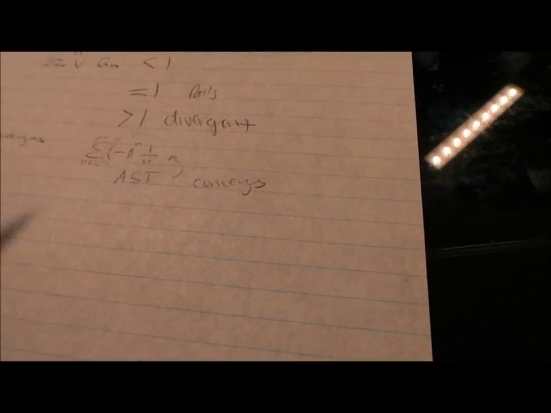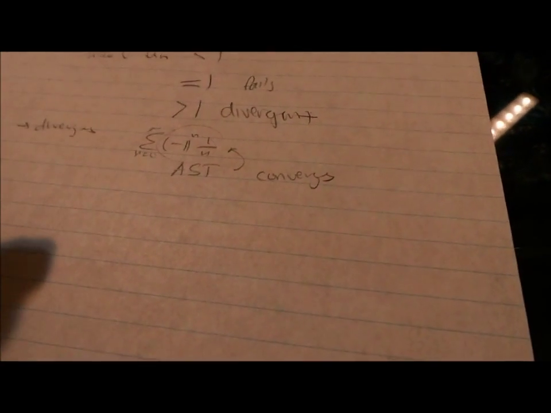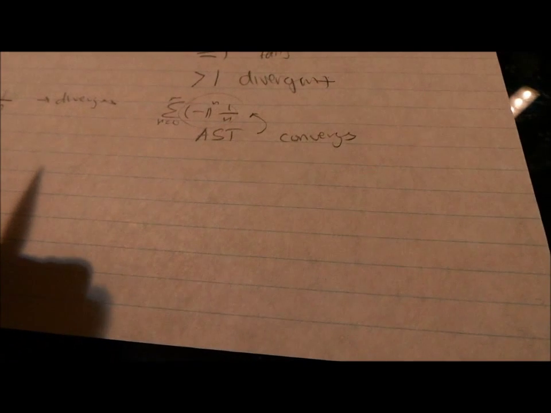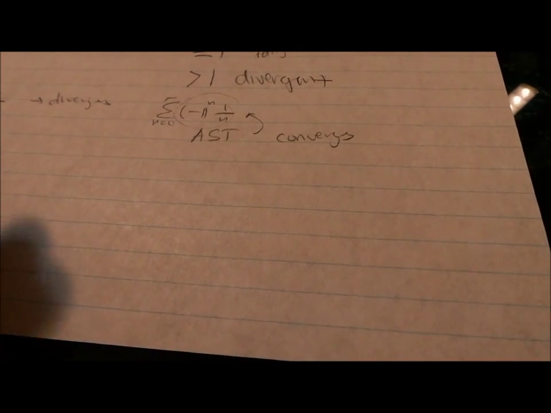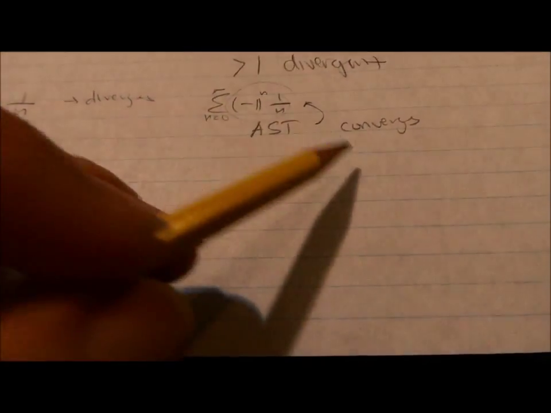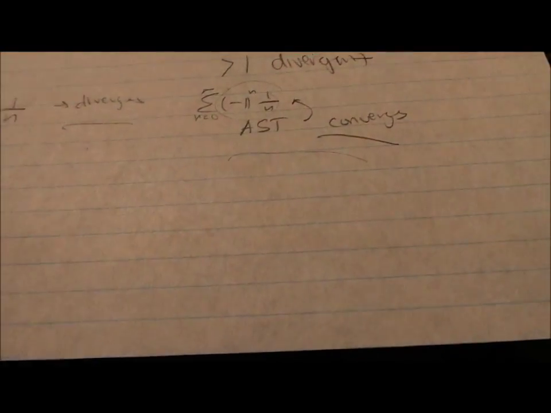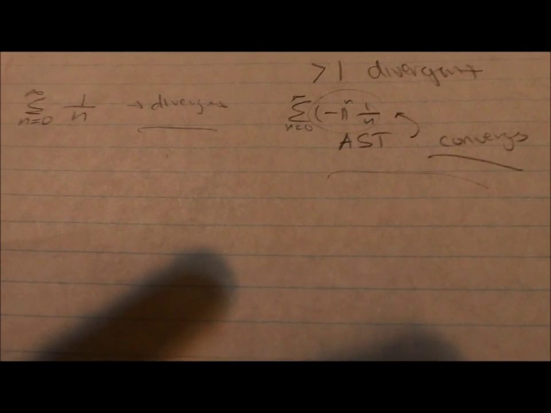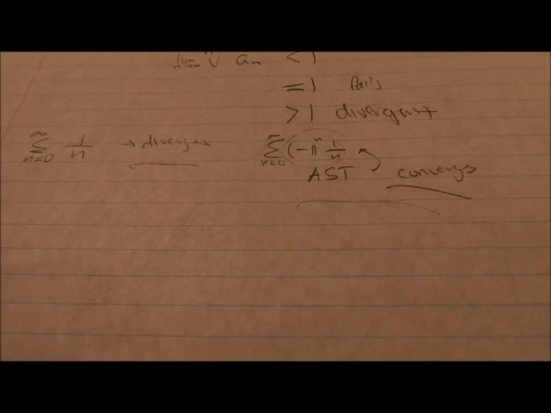The limit as n goes to infinity is going to be 0, and 1 over n plus 1 is going to be less than 1 over n. So therefore, this one converges. So we see that one of them diverges and one of them converges. This adds another layer of description to our test.